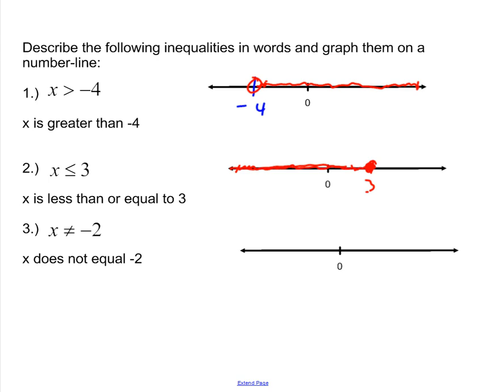Question 3 is interesting. x does not equal -2. That means that x can be all of these values and all of these values, but it can't be -2. So I'd put an open hole at -2 to demonstrate that it can be all values that are not -2.